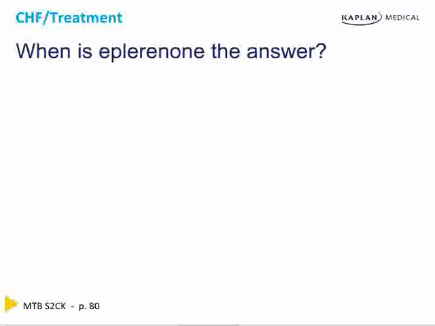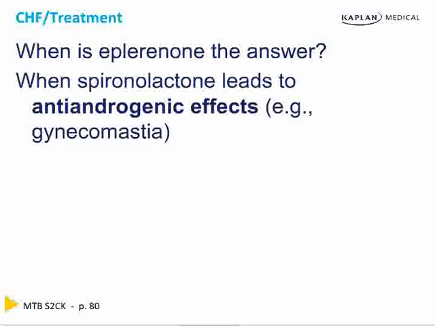Eplerenone is a medication that is just like spironolactone. It's an aldosterone antagonist. It lowers mortality in congestive heart failure. But eplerenone does not give you gynecomastia because it's not anti-androgenic. You use spironolactone to lower mortality in congestive failure. It's a big deal. You say, which of these drugs is most likely to benefit the patient? ACE inhibitors and ARBs, beta blockers, and spironolactone. But when you have the anti-androgenic effects, you definitely switch to eplerenone.